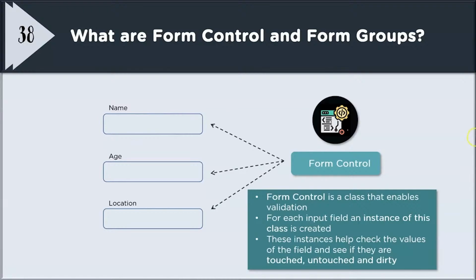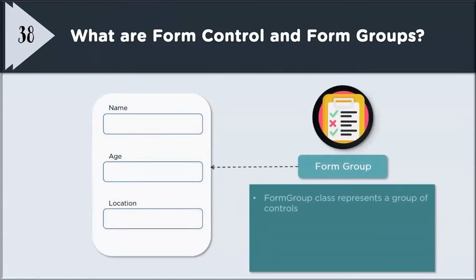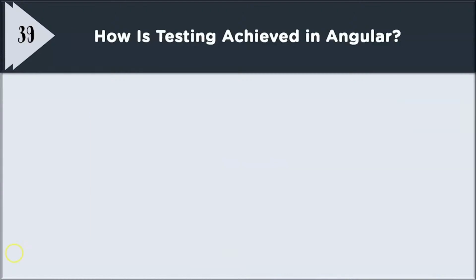When it comes to form group, the form group class represents a group of controls. Now, a form can have multiple control groups. The form group class returns true if all the controls are valid and also provides validation errors if any. Next up is how is testing achieved in Angular.